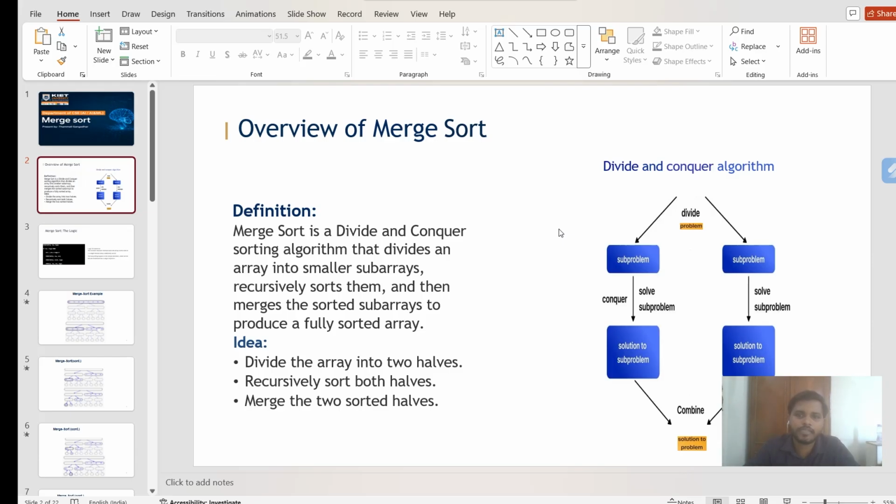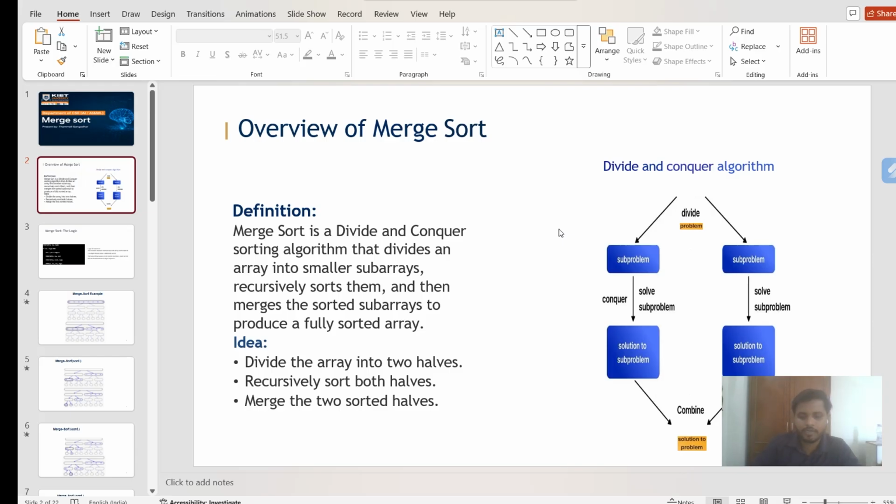There are three key steps in merge sort. First is divide. It is going to divide the array into two equal halves by finding the middle element. Second step would be conquer. It is going to recursively sort both the halves. Once we have both the halves sorted, the third step will be combine. Using a merge procedure, we are going to merge the recursively sorted arrays into a single sorted array.